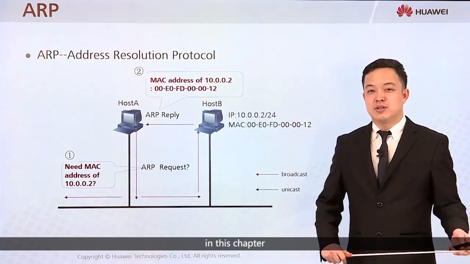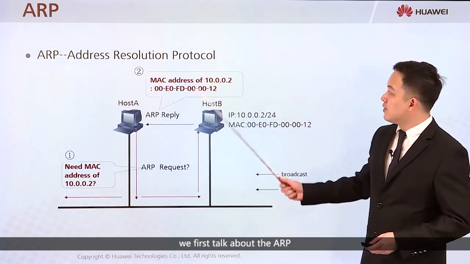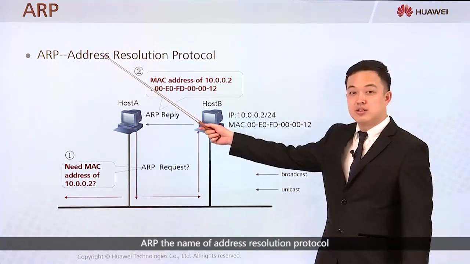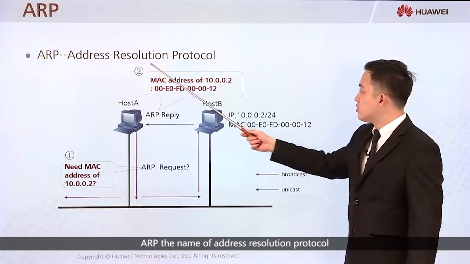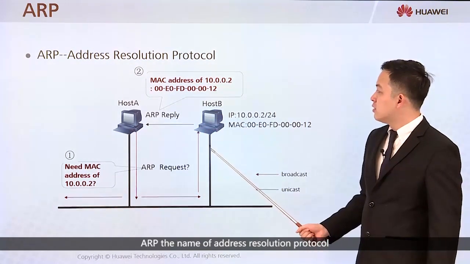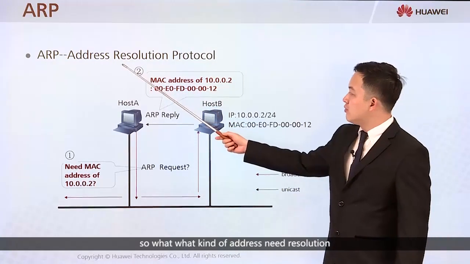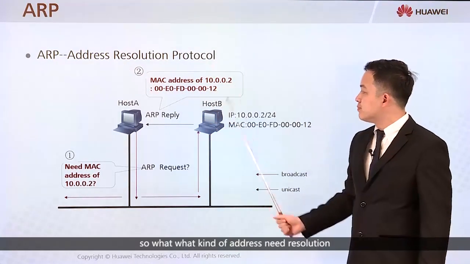In this chapter, we first talk about ARP. ARP is the name of Address Resolution Protocol. So what kind of address needs resolution?